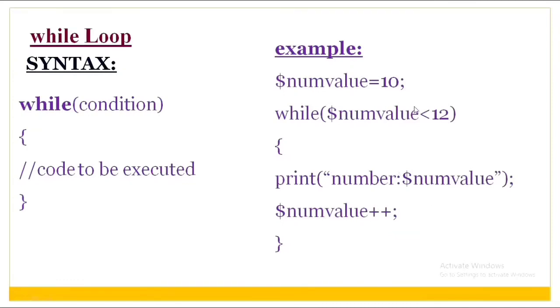Okay. If you look at this, number value is 10. 10 less than 12, true or false? Condition is true. So print the statement number value. So first print the value 10. Okay. Next number value increment. 10 incremented by 1, so value is 11. Suppose number value is 11. 11 less than 12, true or false? True. The condition is true. Print the value 11. Okay. Next increment the value. The number value is 12. Okay, check the condition. The condition is false, so stop the loop.